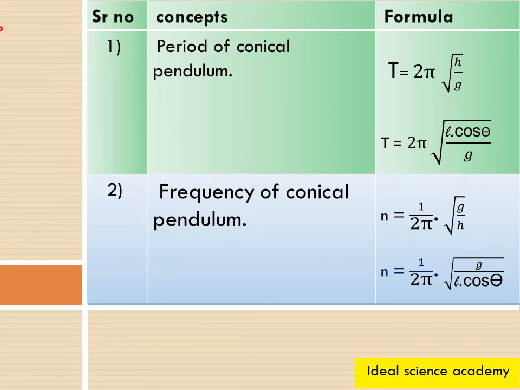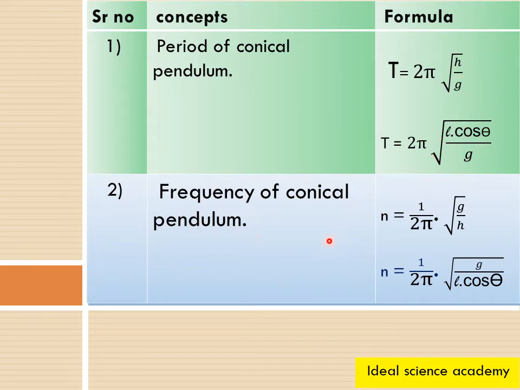Next one is the period of conical pendulum. T is represented for period of conical pendulum. T is equal to 2π under root h upon g, where h means height of conical pendulum and g means acceleration due to gravity. The second form of period of conical pendulum is T is equal to 2π under root L cos theta upon g. This h is replaced by L cos theta.